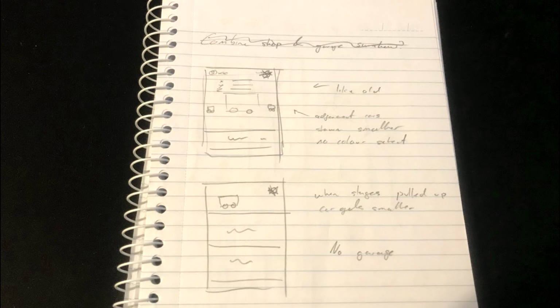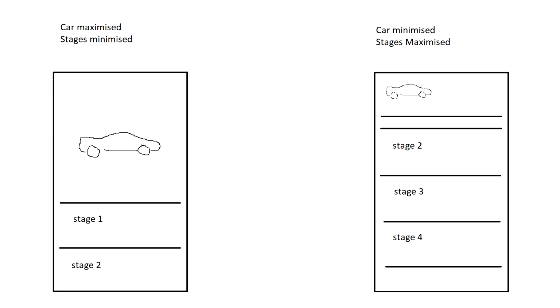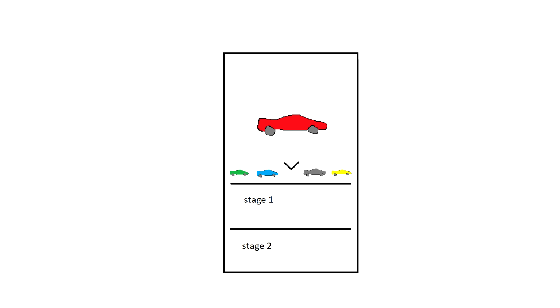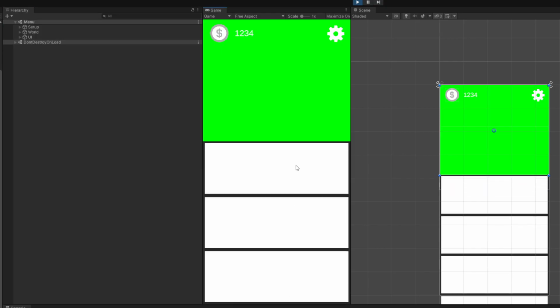The design I came up with was very similar to the old one, with two major differences. The first one being that when you scrolled up to see more stages, the car view would actually minimize so that while you're looking at all your stages, you could still see your current car selection. The second big difference being, when the car view is maximized, you'll be able to see both the previous and the next couple cars.